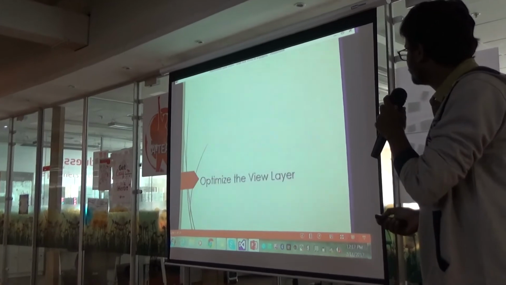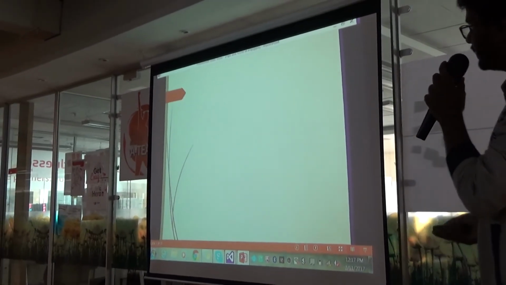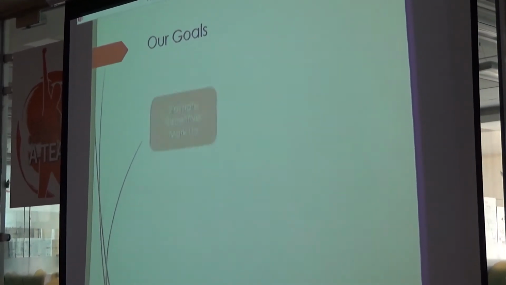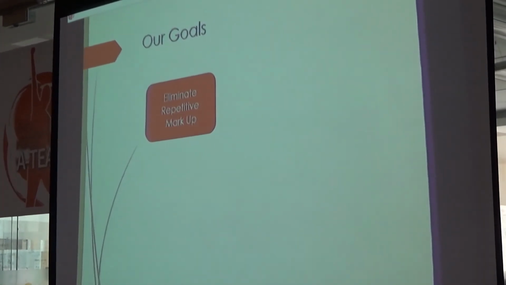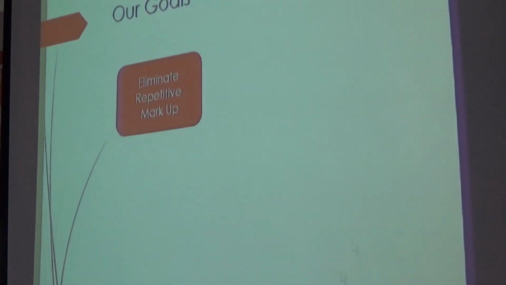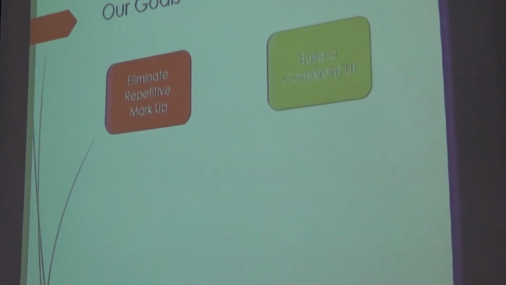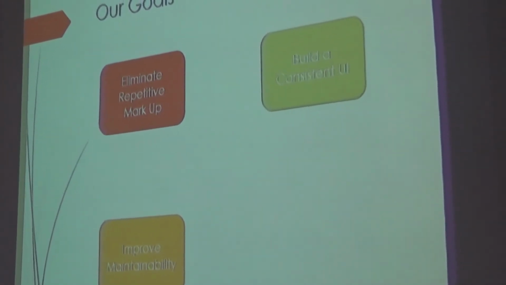Normally, how can we optimize our view layer? I think everyone knows that working with Razor is a terrific language. My main goal is the elimination of repetitive markup lines, and building a consistent UI. I'm using editor templates in a consistent manner wherever required, to improve maintainability and flexibility.